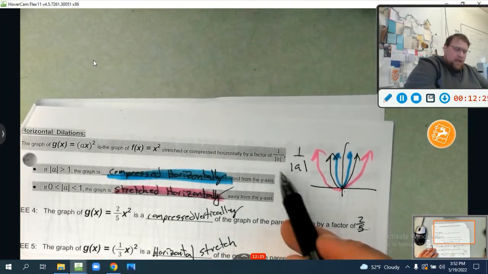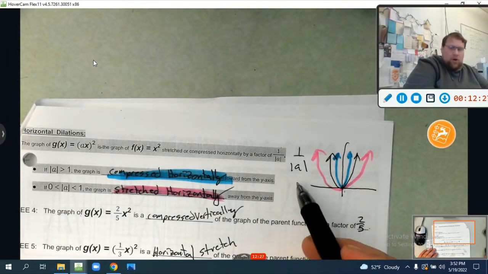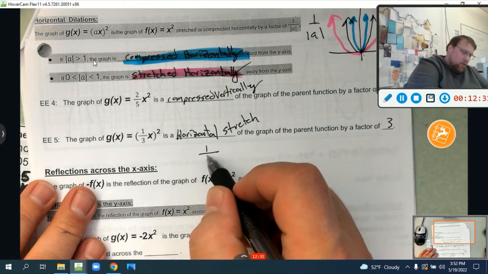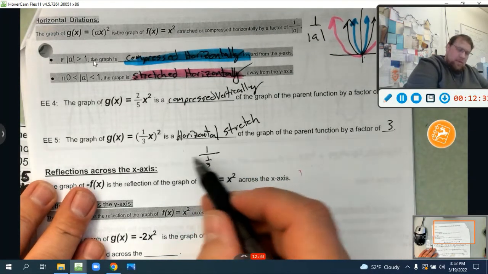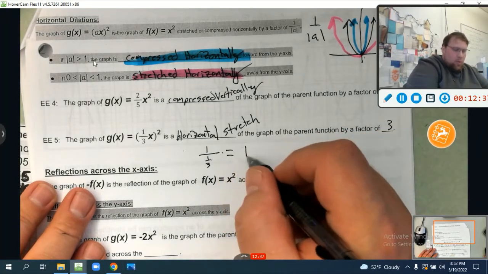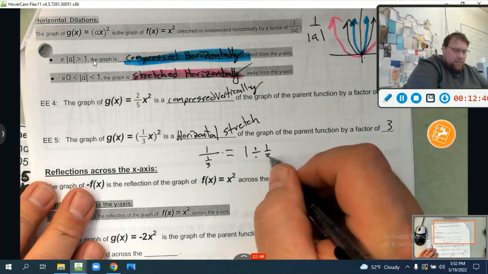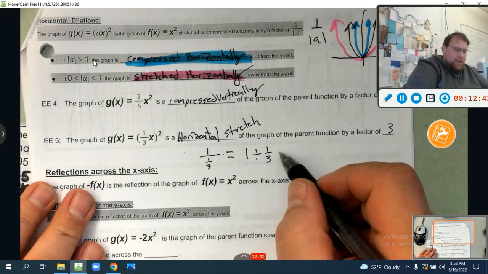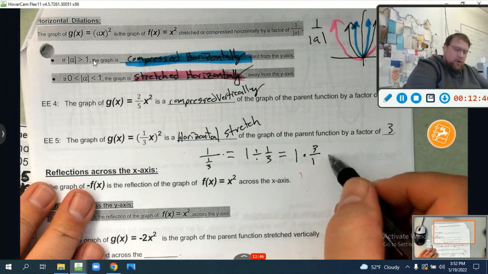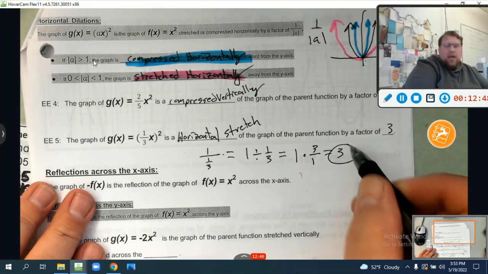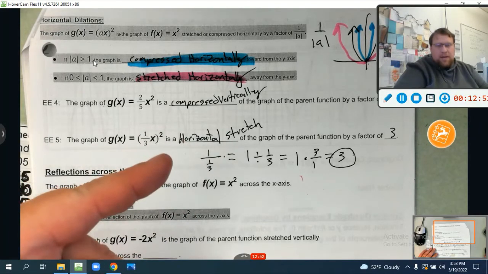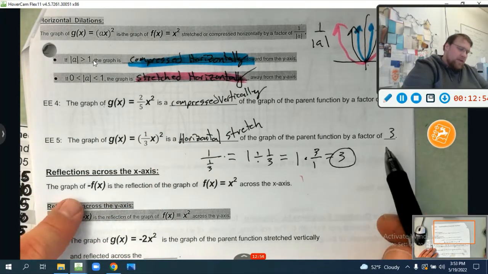Remember it said it's by a factor up here of 1 over the absolute value of a. So that would be 1 over 1/3. Remember that fraction bar just means divided by, so this is 1 divided by 1/3. To divide by a fraction is the same as multiplying times its reciprocal. So 1 times 3 over 1, which is 3. But at the end of the day, all you're going to do is take whatever's inside the parentheses and just flip it. So it's by a factor of 3.